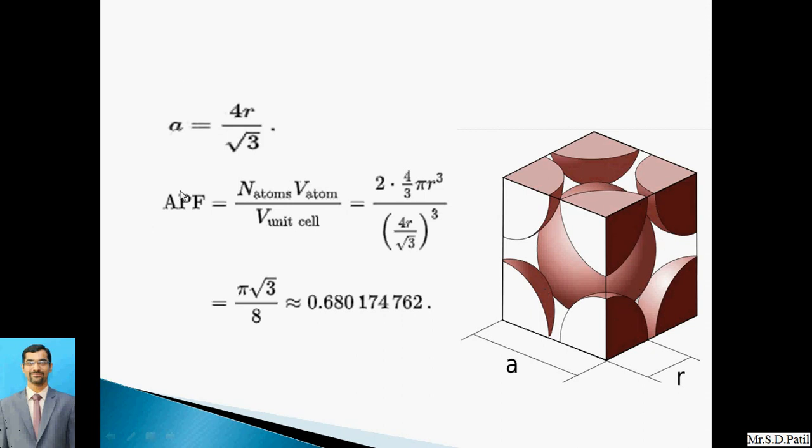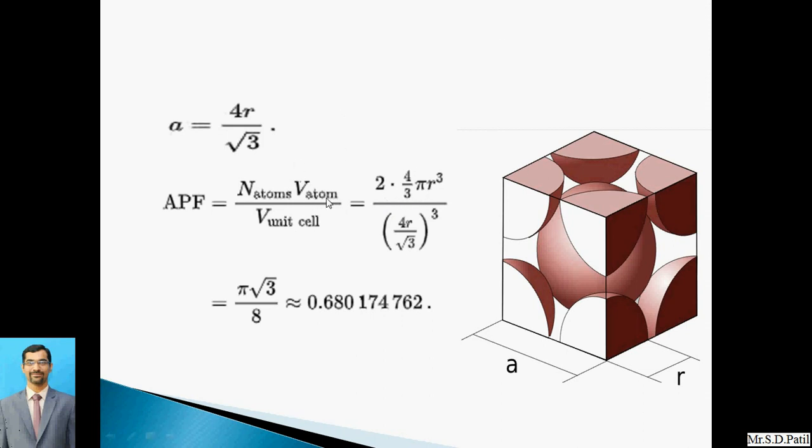Now to calculate the APF, it is again the same formula: N atoms into V atoms, divided by V unit cell. The number of atoms for the body centered cubic structure is 2. Already this term we have calculated in the previous lecture. Just to understand this again, you can refer to that, I think the 6th lecture.